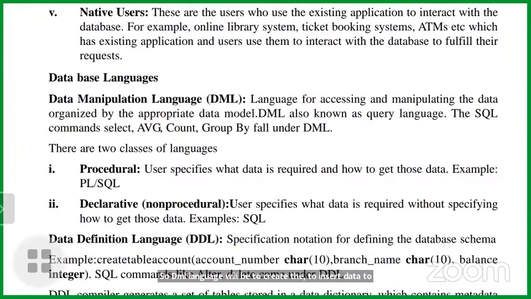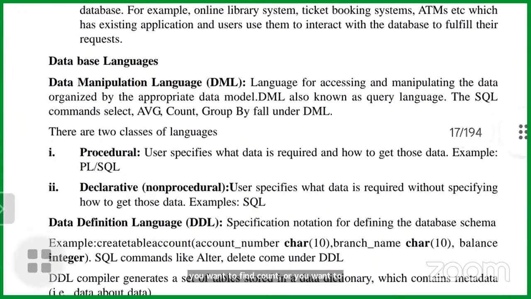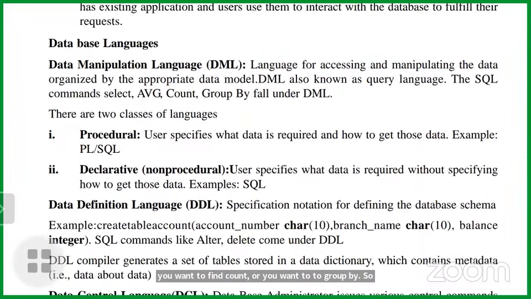For example, see here, the SQL commands select the data. Select means data will already be there. You want to select, or find the average, or find the count, or do group by. These types of DML commands will be there. Again, here he gave 2 types. One is procedural and the second is declarative, meaning non-procedural. Procedural means the user specifies what data is required and how to get those data. For example, PL/SQL. PL means programming language.